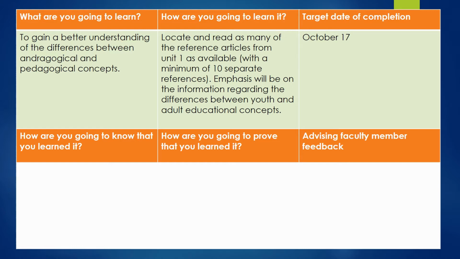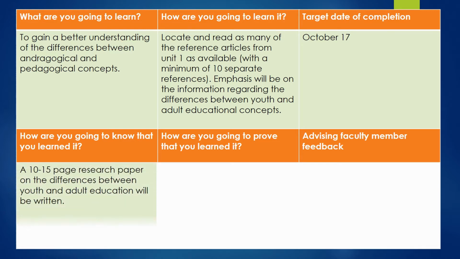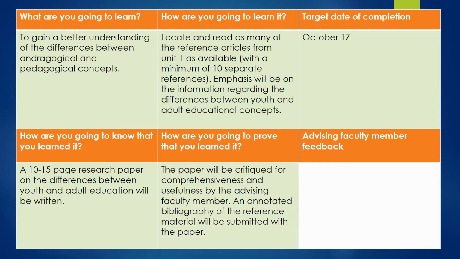How are you going to know that you learned it? A 10 to 15 page research paper on the differences between youth and adult education will be written. How are you going to prove that you learned it? The paper will be critiqued for comprehensiveness and usefulness by the advising faculty member. An annotated bibliography of the reference material will be submitted with the paper.